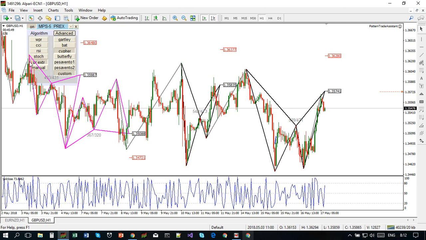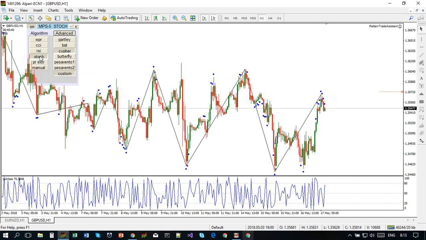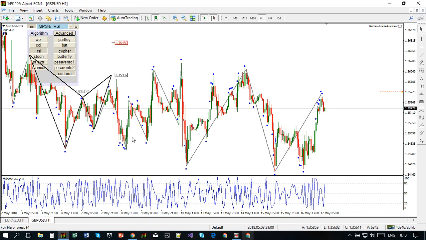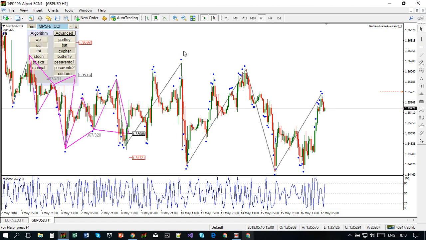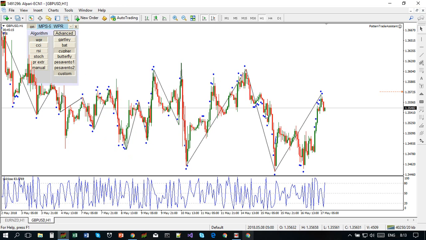You can also switch the algorithms. So using price extremes here, you have this picture. If you will use stochastic indicator, you see it skips some minor turns and you have no patterns here. If you will use RSI indicator, it draws the patterns differently. You see? If you will use commodity channel indicator, it draws the patterns using other algorithm. And if you will use Williams percentage range, it will draw the swings using some other range.